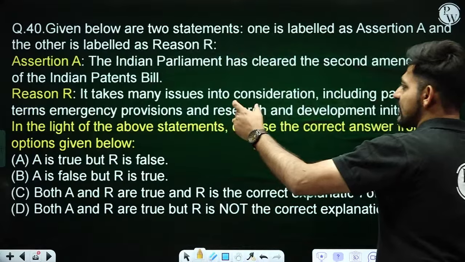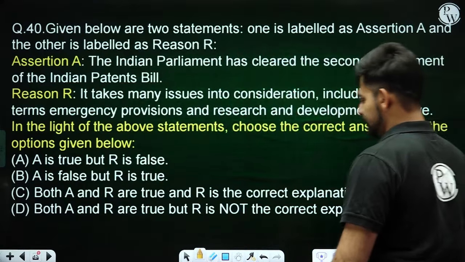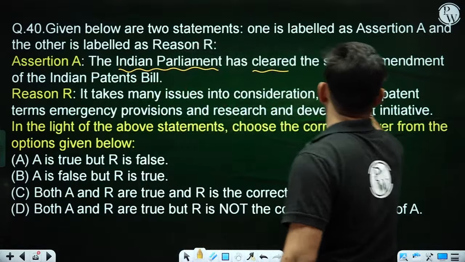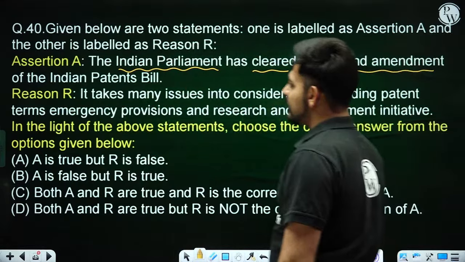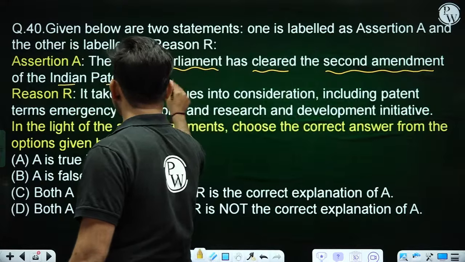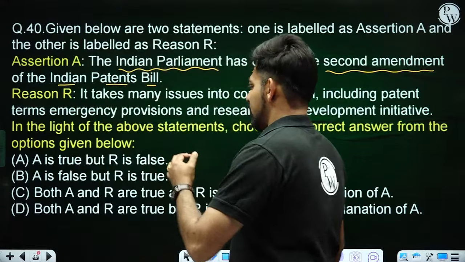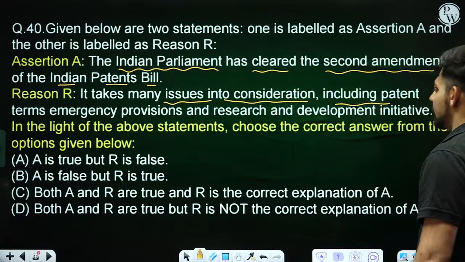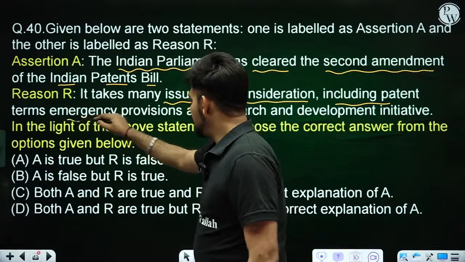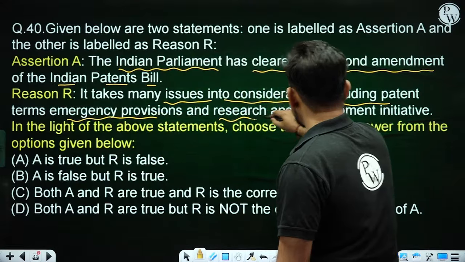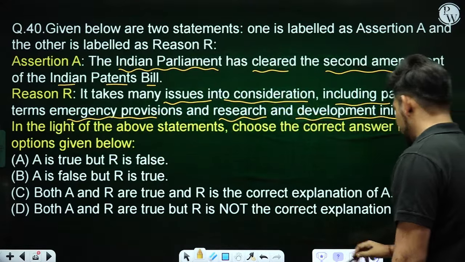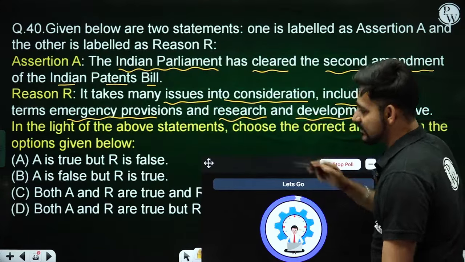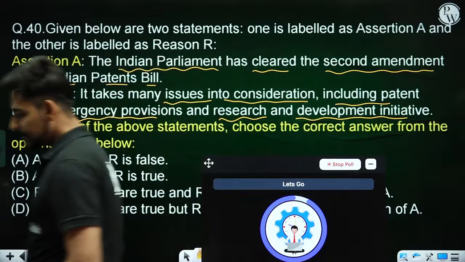Now question number 40, again another assertion and reason. The assertion: the Indian Parliament has cleared the second amendment of the Indian Patent Bill. And the reason is saying it takes many issues into consideration, including patent term, emergency provisions and research and development initiative. The poll is here for your answer.